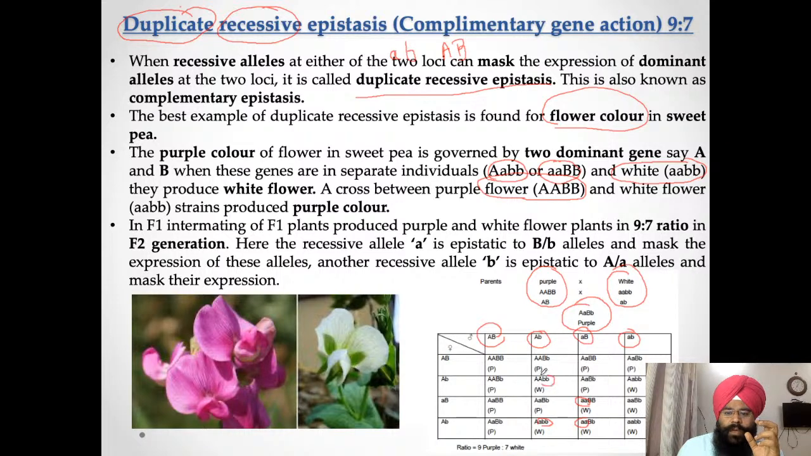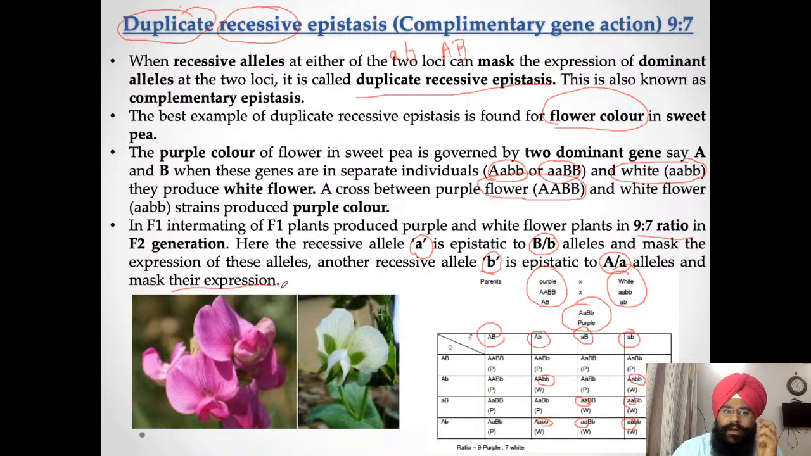Like here we have small b present, and here small b present, and we have small a present, small a. So in this case they will act dominantly, to be epistatic to it. So F2 produces purple and white flowers in the ratio of 9:7, not 9:3:1, but a 9:7 ratio. So 9 are purple flowers, 7 are white flowers. And here the recessive gene small a is epistatic to capital B or small b and masks the expression of the genes. Another, small b, is epistatic to capital A or small a and masks the expression. That is how the epistatic thing works out.